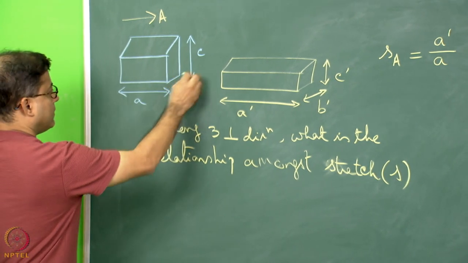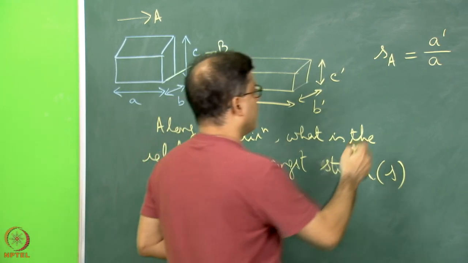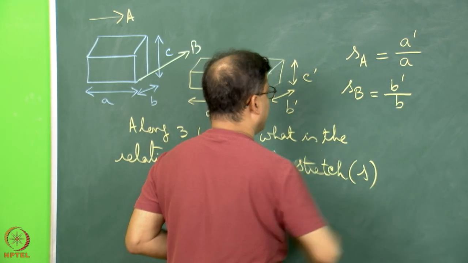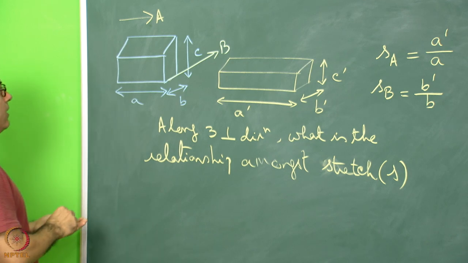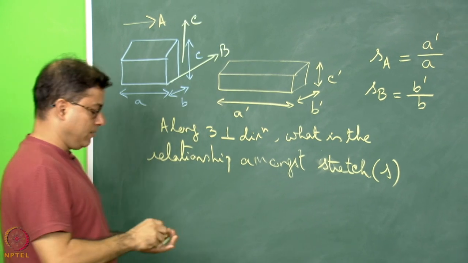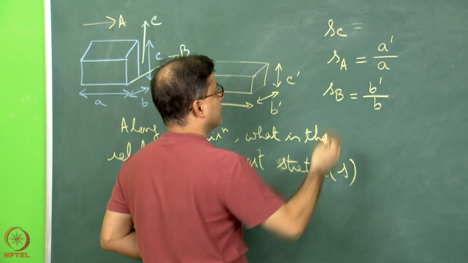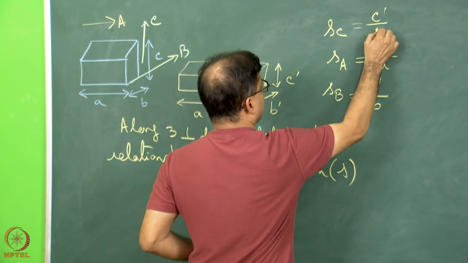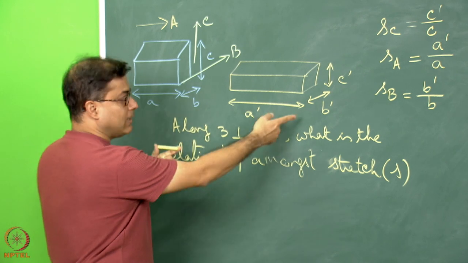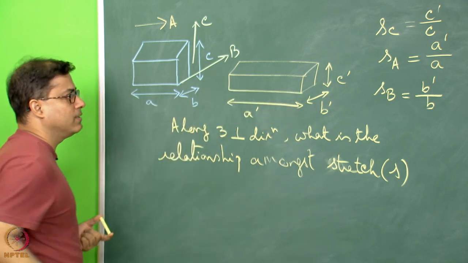And this direction, let's say we call it the B direction. Here the stretch is given by B dash by B. And if I take the third direction here and call this as the capital C direction, then the stretch, this is capital C, is given by C dash divided by C. So now note that along A, as per the diagram, the length has increased, whereas B has increased and C has decreased to C dash.